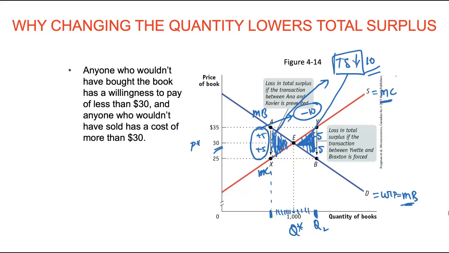That total surplus is always compromised when we try to reallocate sales from consumers who have a higher willingness to pay than the market price to consumers who have a lower willingness to pay compared to the market price. Total surplus is always compromised when we try to reallocate sales from producers who have a lower cost compared to the market price to those sellers who have a higher cost compared to the market price. And thirdly, total surplus is again compromised whenever we try to change the exchanged quantity. If we restrict sales below Q star, your equilibrium quantity, or if we force sales above Q star, we will end up reducing total surplus.